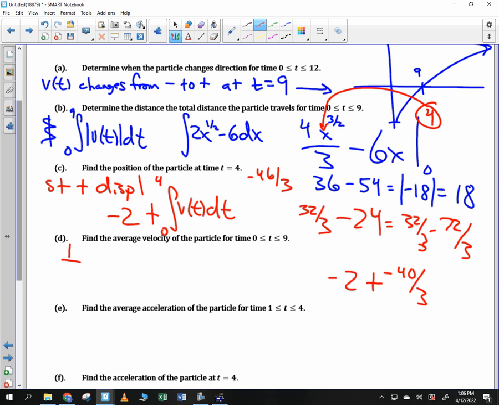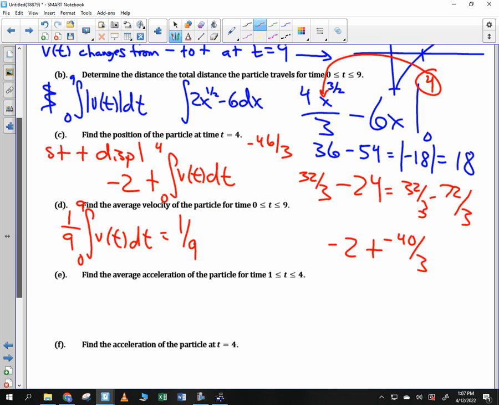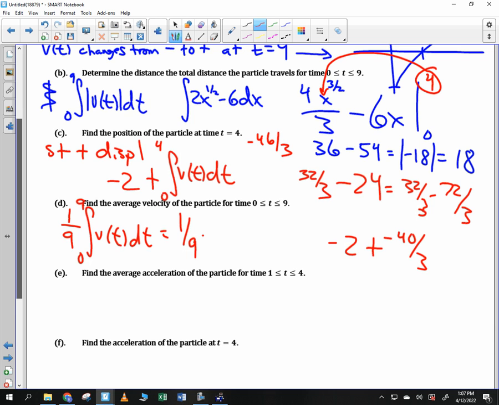Good. 1 over 9 times the integral from 0 to 9 of v of t dt, which is 1 over 9 times... Did we calculate the integral from 0 to 9 of v of t dt? What did we get? We got negative 18, didn't we? That is when we took the absolute value. You can see how it's easy to make small mistakes here, right? You could easily grab 18. We want to use negative 18. So what is 1/9 times negative 18? Negative 2. So that's the average velocity.